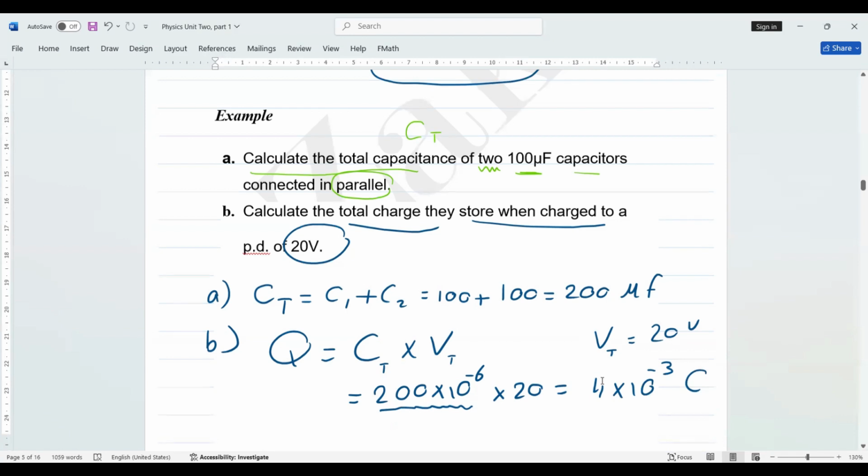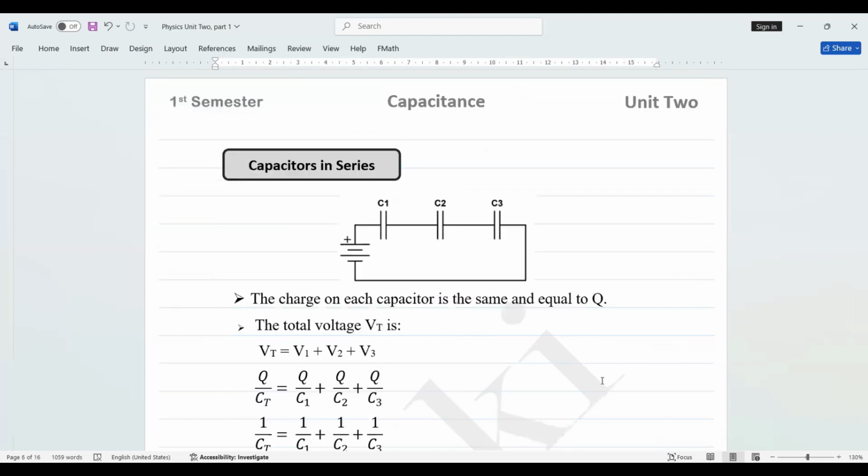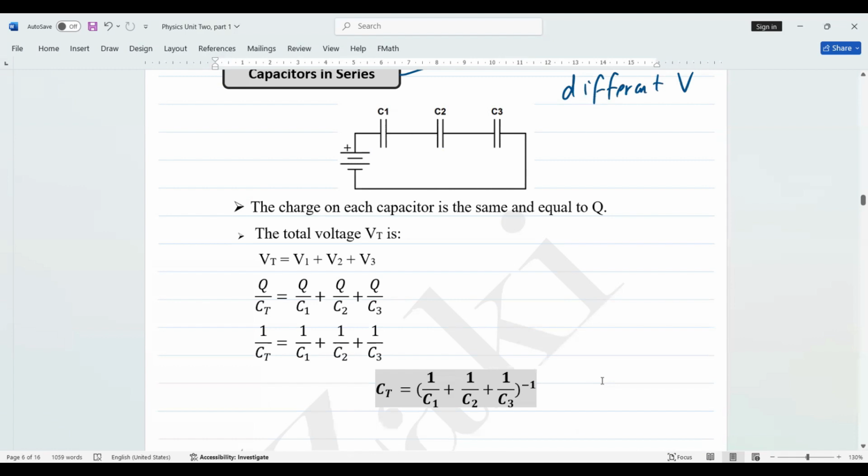Now, capacitors in series. In capacitors in series, they have the same charge because of the same current. So remember the same charge, but different voltage. And here, in capacitors in series, the capacitance will be less. C total equals 1 over C1, and so on. It's like parallel resistors.